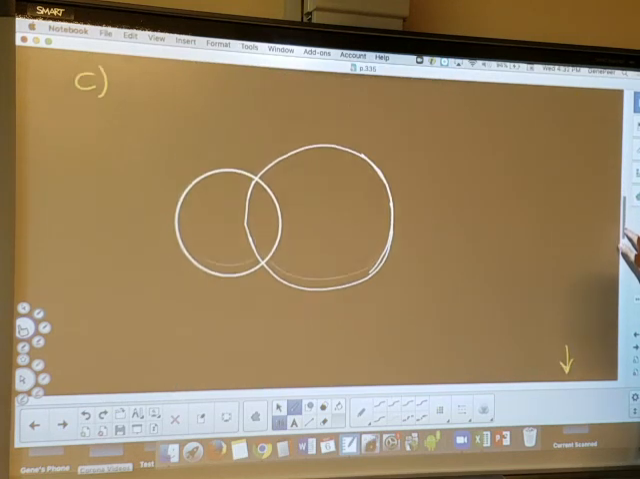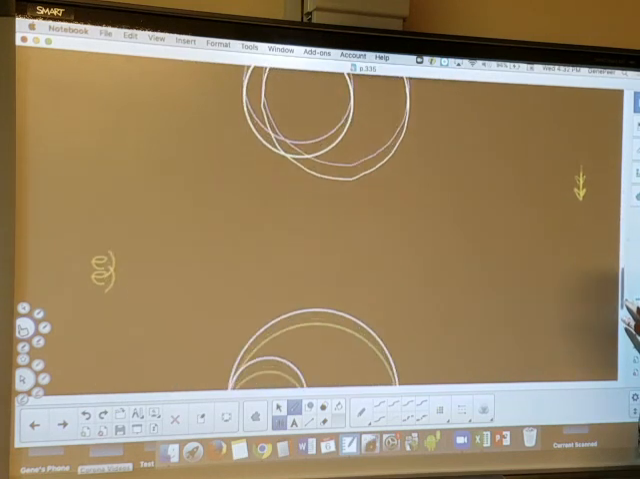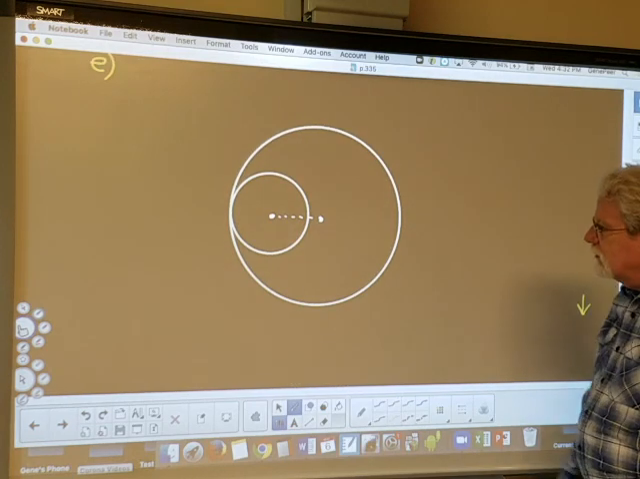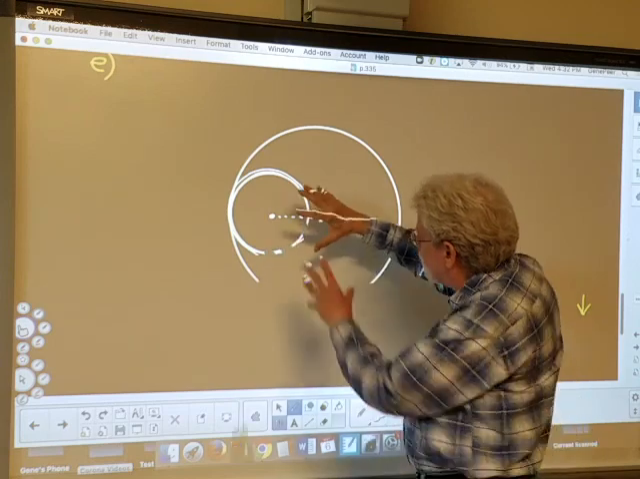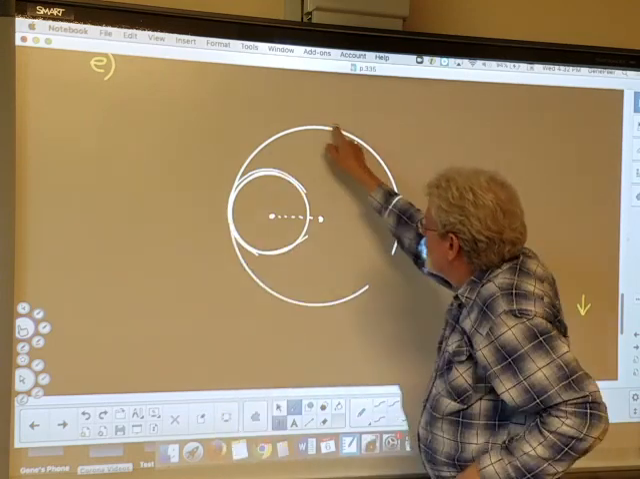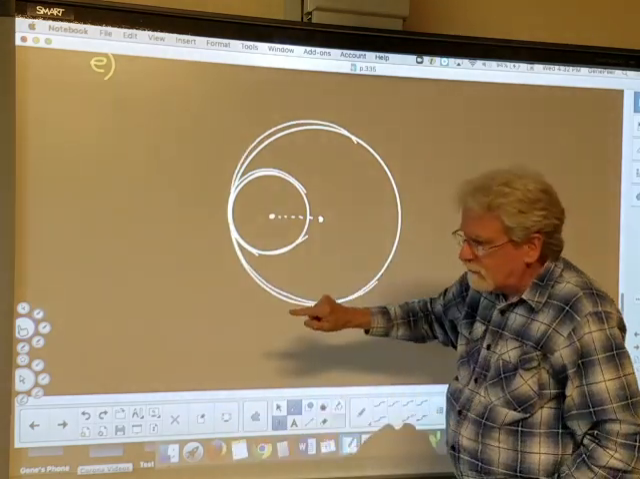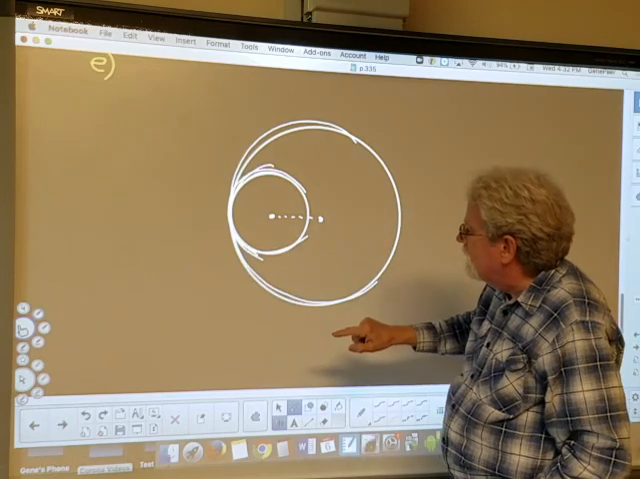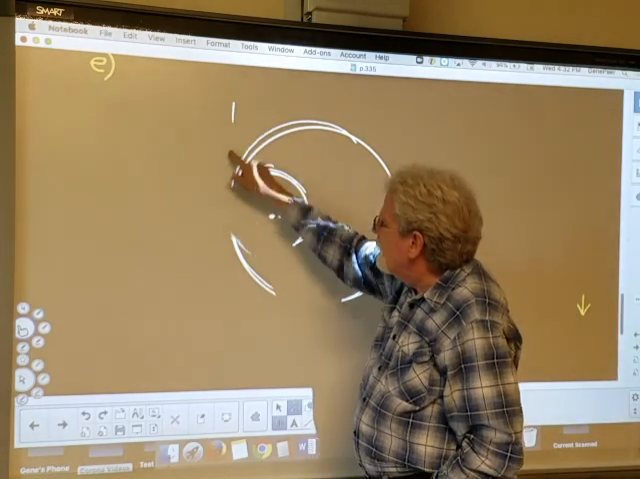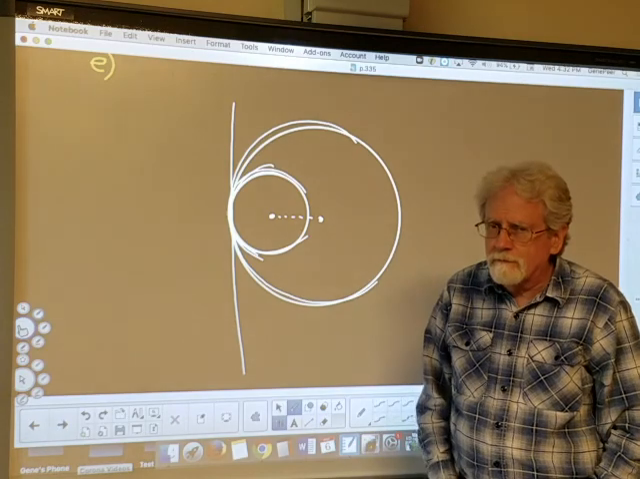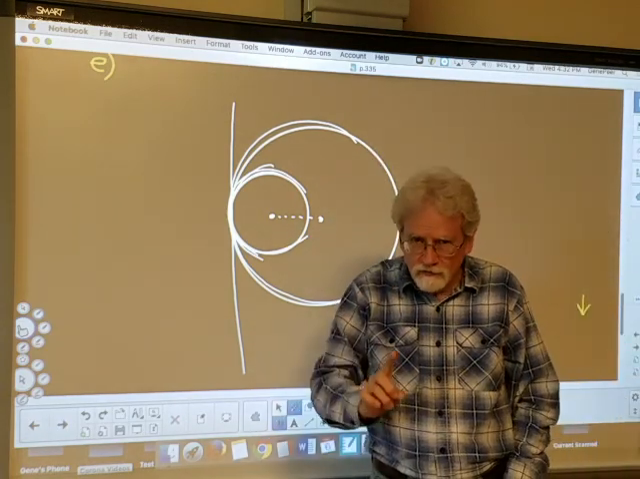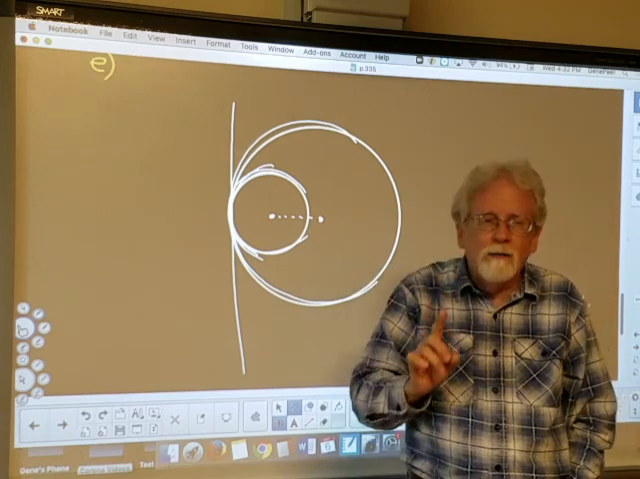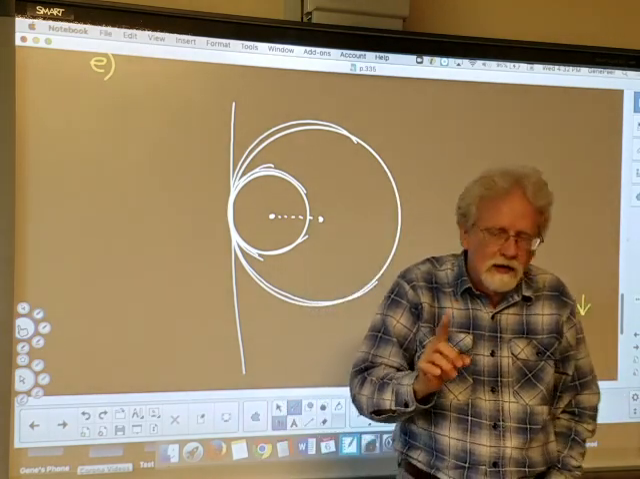Well, internally tangent means they're tangent on the inside, and that would be these guys. Notice, please, that internally, one circle is inside the other. Internally tangent circles, tangent on the inside of the big guy, have one common external tangent line. It's kind of the reverse. Internally tangent circles have one common external tangent line.